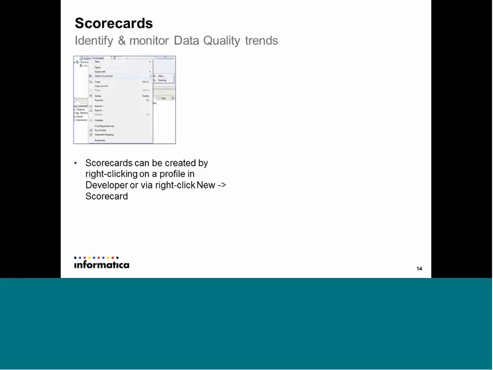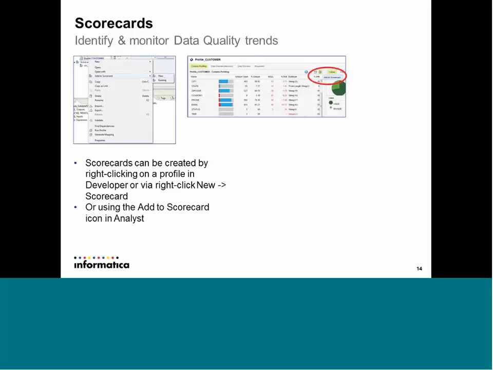So scorecards can be created by right-clicking on a profile in the Developer, or by the new scorecard option, the Add to Scorecard option, in the Analyst. So you have a couple of options there. Again, pretty quick and simple. You do need to profile data. You have to create a profile before you can add it to a scorecard. There is no option to just add a data object to a scorecard straight away. It has to be profiled first. And you will need to run the profile as well. You need to actually run it once before you can do so.